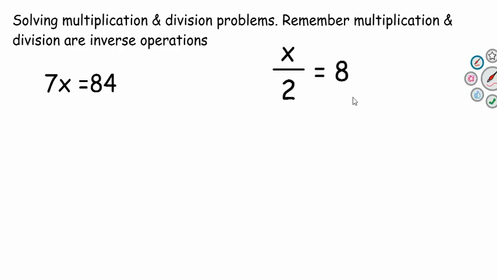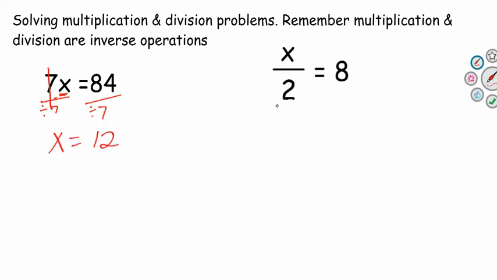Again, if we're doing multiplication or division, it's the same thing. I want to do the inverse operation, which is the opposite, to get rid of it. So I want to isolate, to get the x by itself. What is the opposite of multiplying by 7? I'm going to divide both sides by 7. So my 7's cancel out, and I'm left with x equals 12.